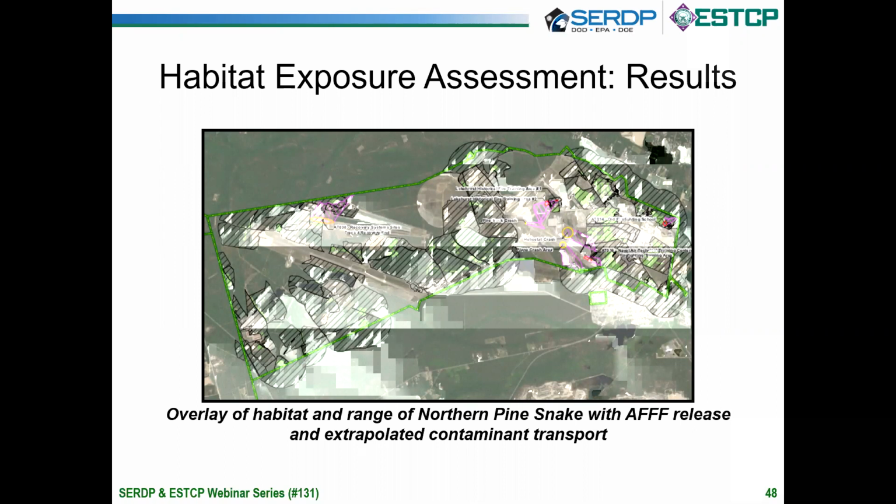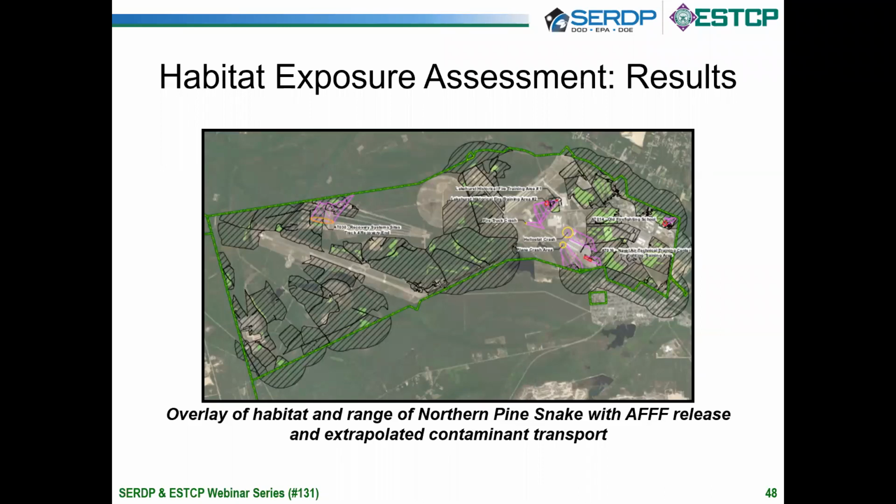What we're looking at here is the light green patches are going to be the optimal habitat in which the northern pine snake will hang out. The black hash marks are the range, or how far we would expect the northern pine snake to travel off of the optimal habitat. And then the red, orange, yellow polygons are the reported AFFF release sites. The different colors indicate the intensity of the AFFF that was released at those locations. So for instance, a red polygon would indicate a repeated release from something like a fire training area, where a yellow polygon would indicate an isolated release. So for instance, putting out a fire from a crash.